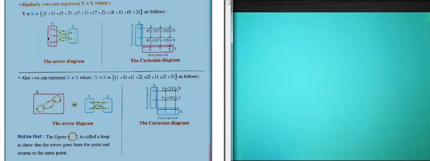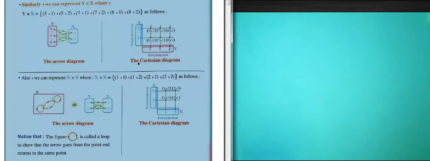If you want to find y product x, you must write y here, the vertical elements 5, 7, 8, and x here, 1, 2. Then you join all of them: 5 to 1, 5 to 2, such that 5 and 1, 5 and 2, 7 and 1, 7 and 2, 8 and 1, 8 and 2. It's called an arrow diagram, and this one is called a Cartesian diagram.